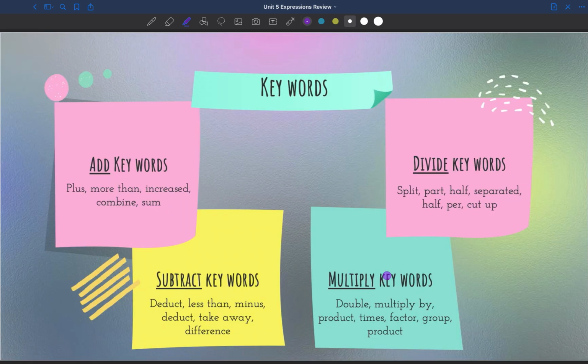These are some keywords that we want to keep in mind. For adding, there is plus, more than, increased, combined, and sum. To subtract, the keywords are deduct, less than, minus, take away, difference. Multiply, there's double, multiply by, product, times, factor, and group. And for divide, there is split, part, half, separated, per, and cut up.